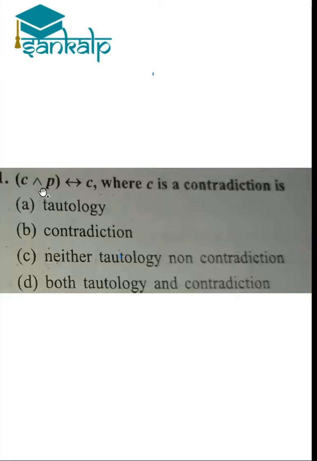Next question. C double implication P, where C is a contradiction, is a tautology or contradiction. When you make use of the same steps we did for the previous exercise and simplify, we get the answer as a tautology.